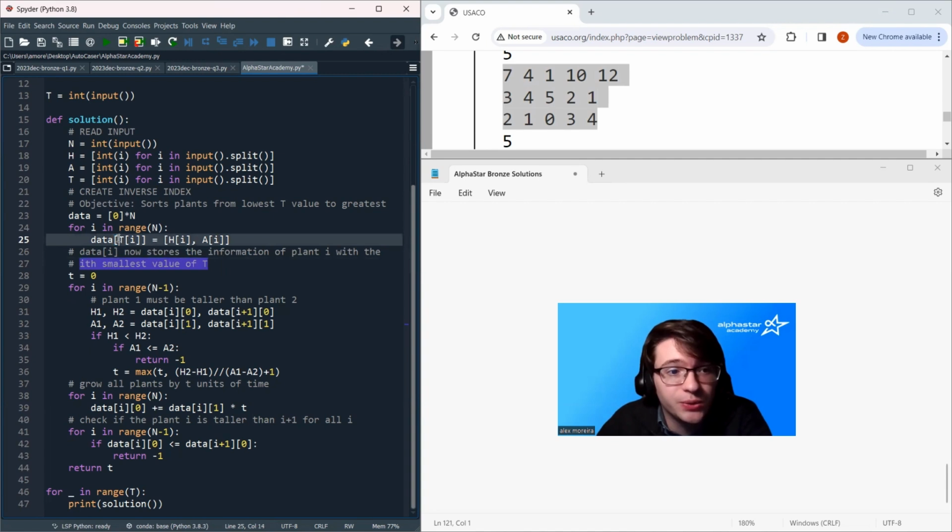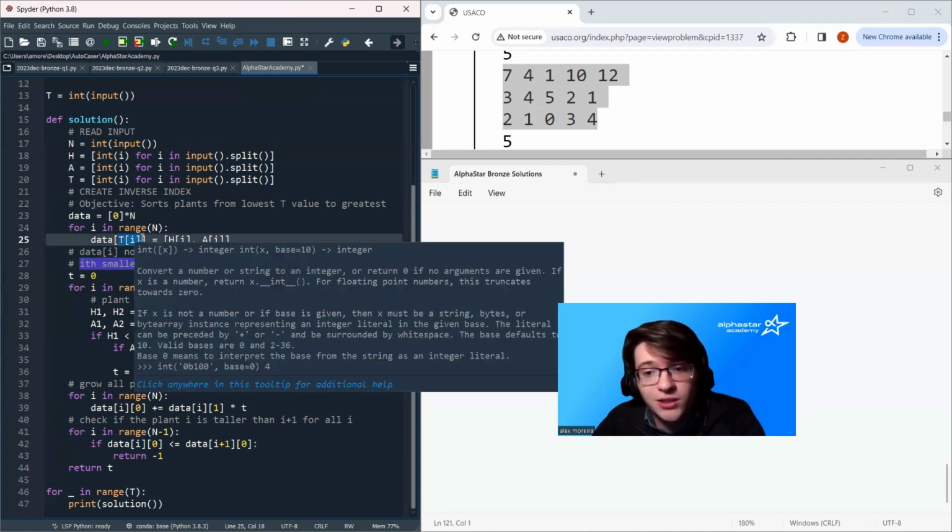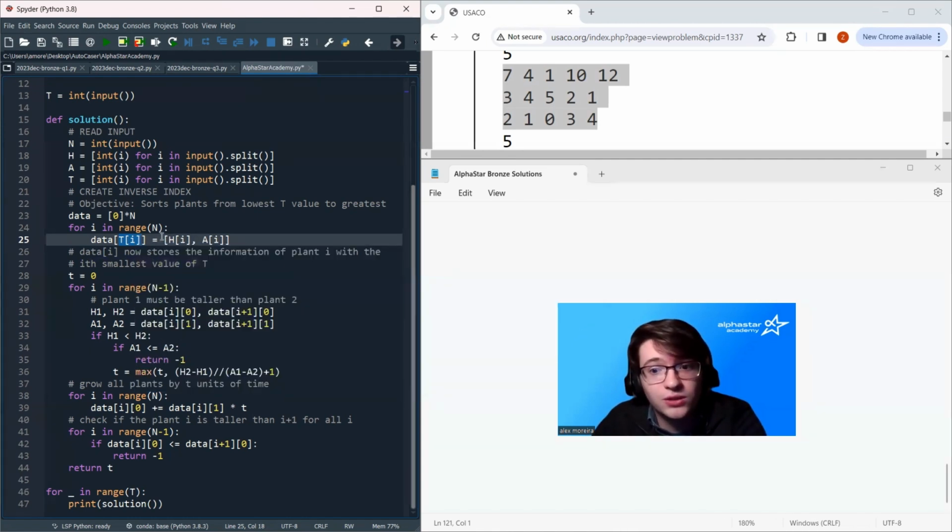So if ti is 0, that's going to fill in the first slot. If ti is 1, that's going to fill in the second slot. If ti is 2, that's going to fill in the third slot, and so on. So data is now sorted based on the t values of the plants. In particular, the plants that need to become larger come earlier in data.